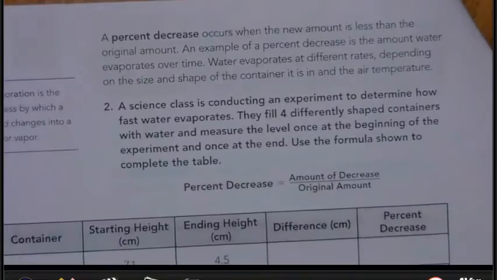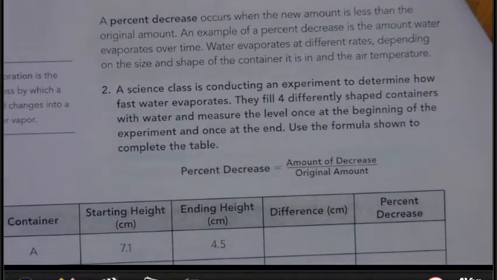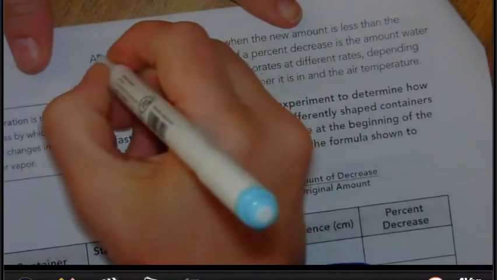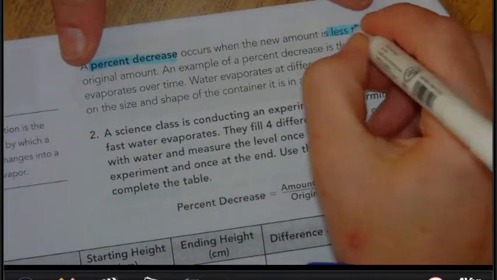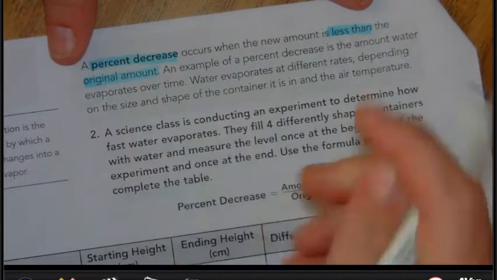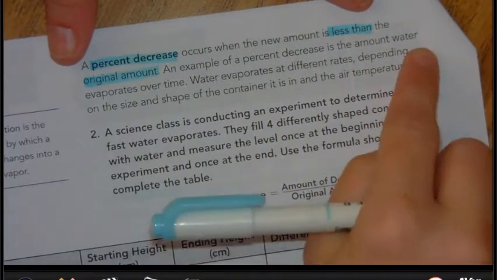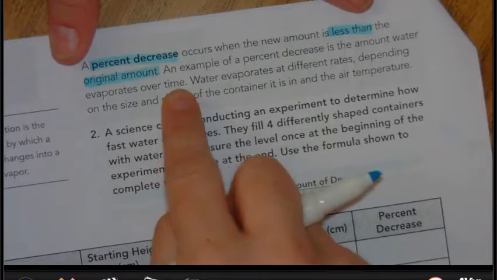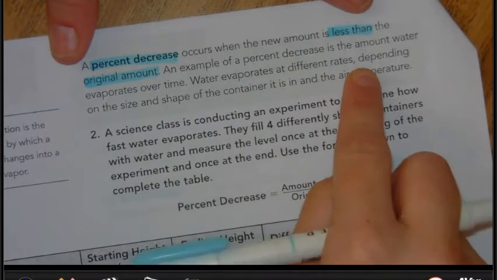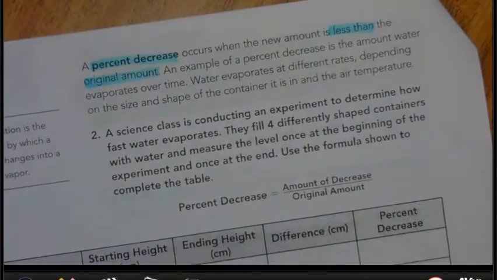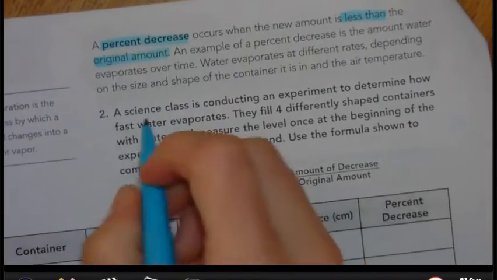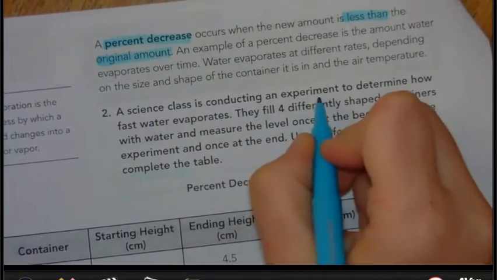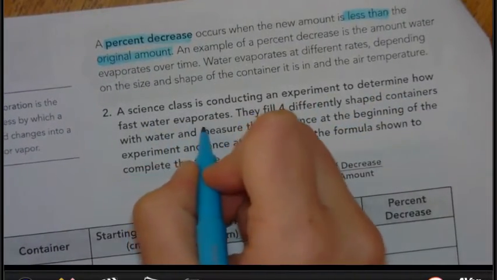Here we go. The next one, I have percent decrease. So that was a percent increase. Then you have a percent decrease. So a percent decrease occurs when the new amount is less than the original amount. Okay, an example of percent decrease is the amount of water that evaporates over time. Water evaporates at different rates depending on the size and shape of the container it is in and the air temperature. All right, so a science class is conducting an experiment to determine how fast water evaporates.